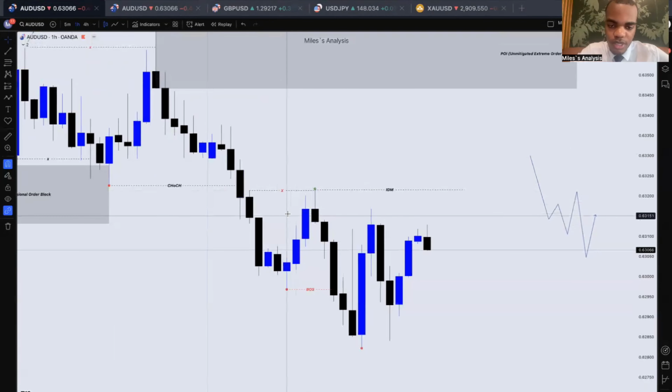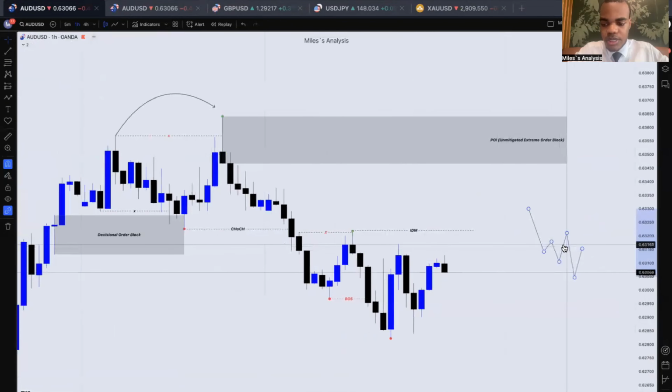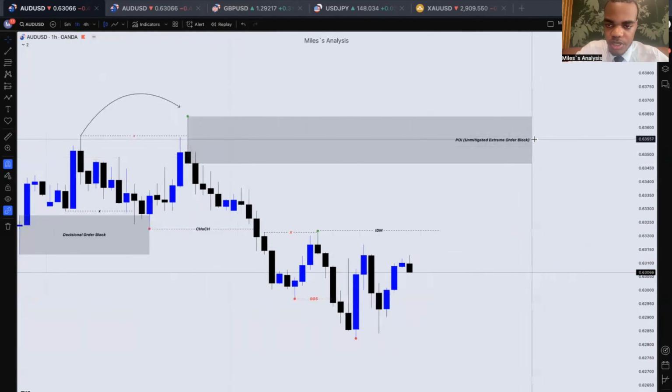So because of the absence of the adjustment, this higher low becomes our adjustment. And where do we look for shorts from? So you can see that this was a previously unmitigated point of interest, which is responsible for taking out liquidity of this point here. So we'll be looking for shorts from this extreme order block, the extreme order block that was not mitigated, which is now our point of interest.